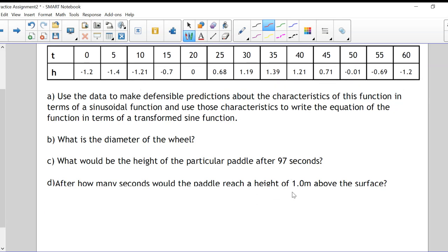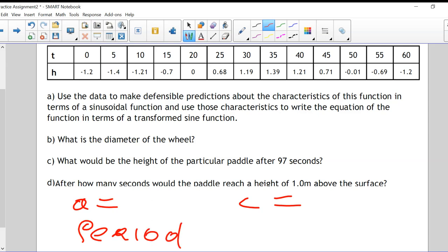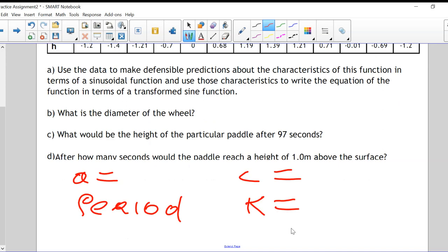Let's see if we can come up with the A. It's exactly what we did yesterday. Let's see if we can come up with all the things we talked about yesterday. The A equals, the C equals, the period is whatever, and therefore the K is whatever, and then what is the phase shift?